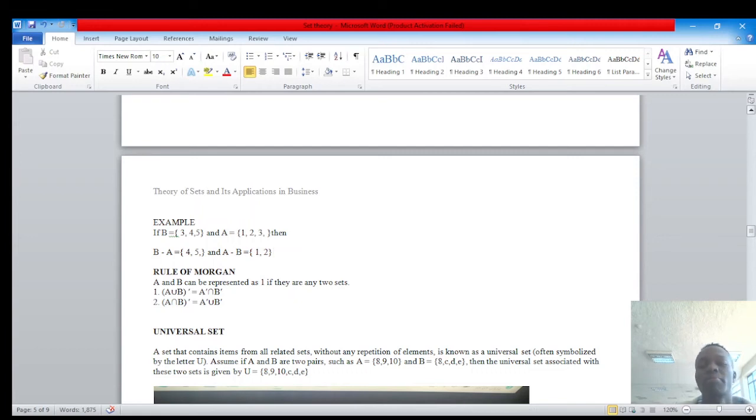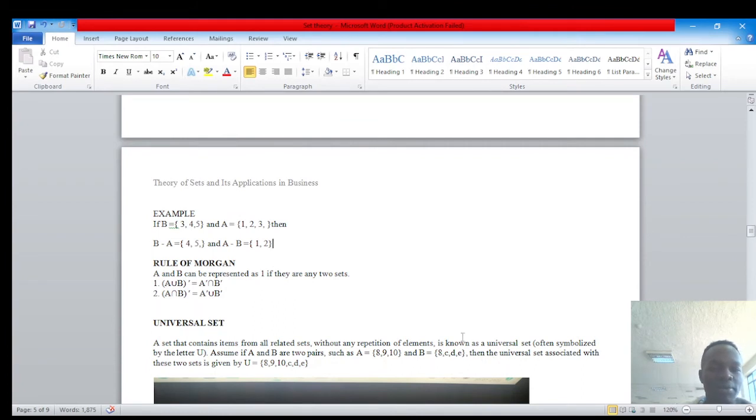So we have the De Morgan's rule. De Morgan's rule says that A and B can be represented as one if there are two sets. Open the bracket, set A union B, close the bracket complement is equal to set A complement intersection B complement, or open the bracket, set A intersection B, close the bracket complement is equal to set complement A union set complement B. Don't forget this complement.